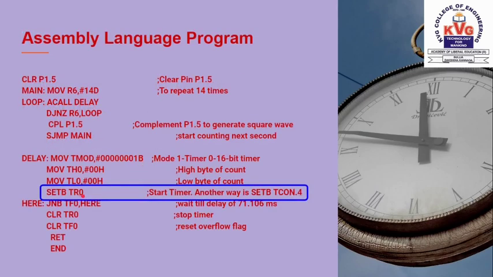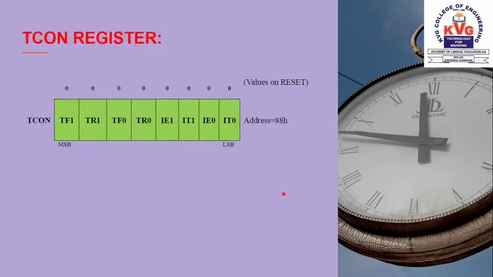Then we start the timer. Set bit means making that bit 1. So which bit are you making 1? We are making the TR0 bit 1. So that is starting the timer. There's another way to set this bit. It is TCON.4. So here we'll see what is a TCON register. This is a TCON register. Bit number 4 is 0 1 2 3 4. So TR0 is this bit used to start the timer. On reset it will be 0. So when we make it 1, the timer will start counting.